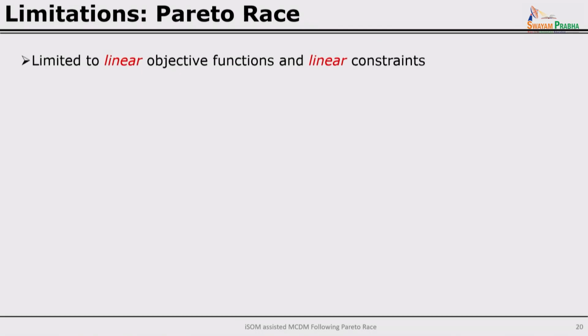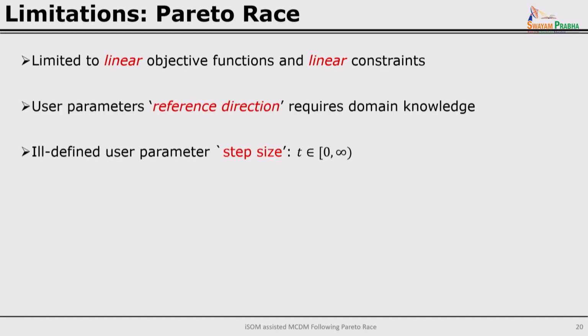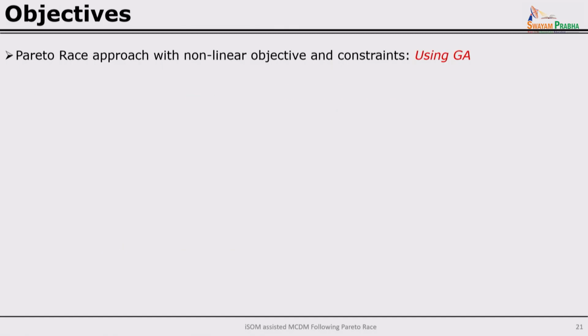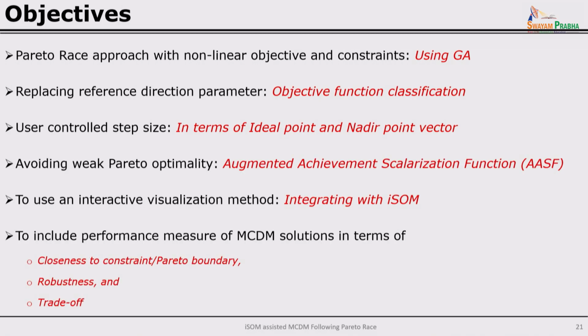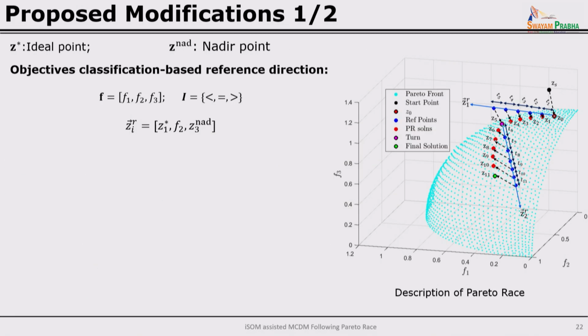Okay, so there are a few limitations of the Pareto race, but in the interest of time, I am just going to skip them. There were some issues in the parameters. They were not very well defined. So in our work, we have redefined those parameters and made them customized so that the decision maker can provide those particular parameters in a good manner. Okay, so I'll skip this part.